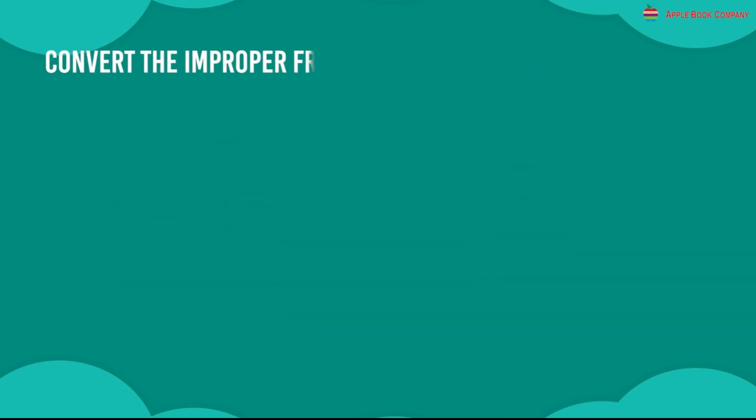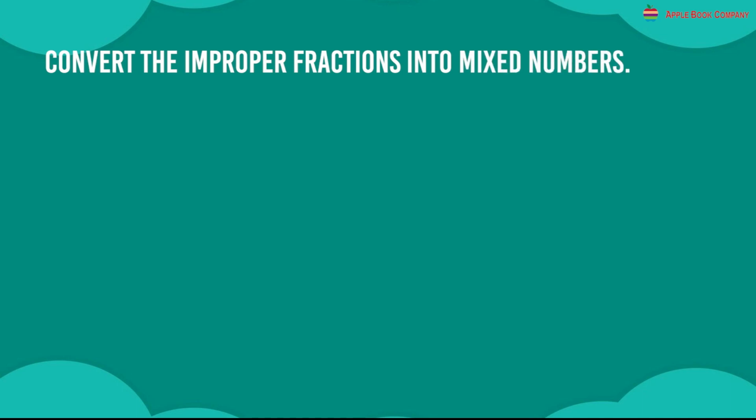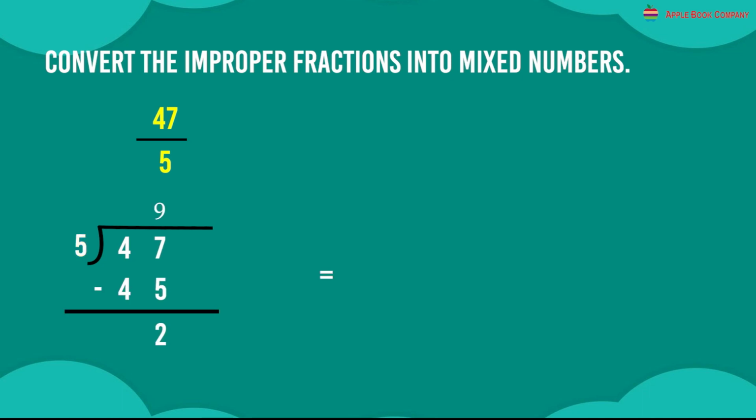Convert the improper fractions into mixed numbers. The number is 47 by 5. Let's divide 47 by 5. 5 nines are 45 and remainder is 2. Therefore, the mixed number is 9, 2 by 5.